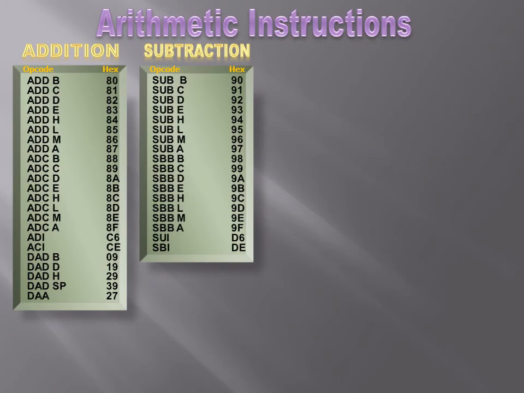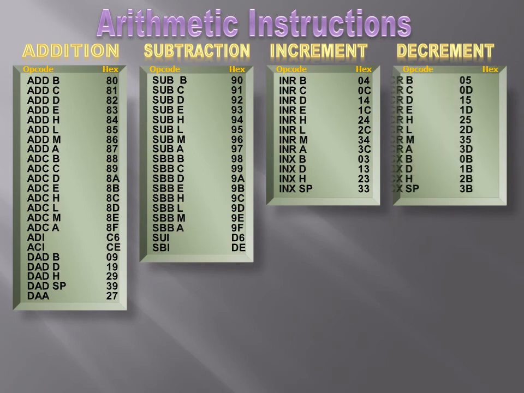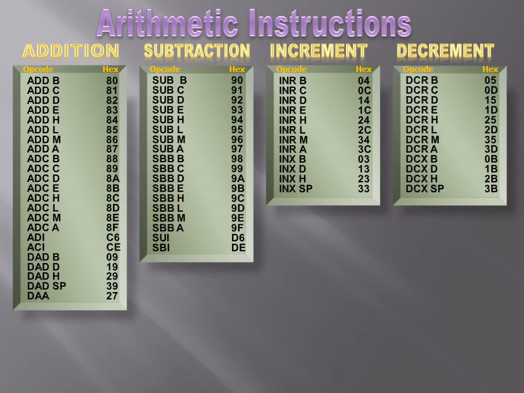Then we have the subtract instructions. In a similar way, the simple subtractions, subtract B, C, D, E, H, L, the same way. And then another instruction, subtract with borrow, SBB. And we have again the additional SUI and SBI, subtract immediate. Then we have increment, decrement instructions. These are all 1-byte instructions.